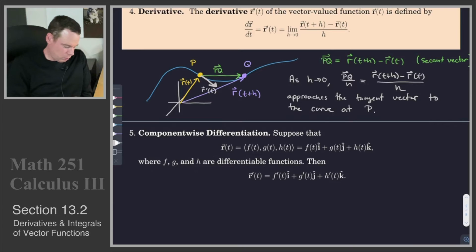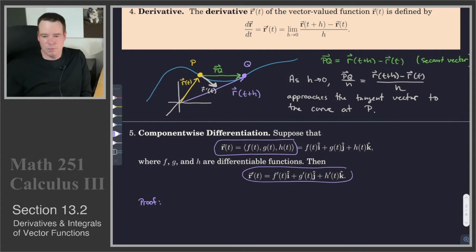Now how do we actually compute the derivative? Since limits are computed component-wise, differentiation can be done component-wise. So we'll sketch a little proof of this fact down below. If I have a vector-valued function made up of components f of t, g of t, and h of t, then the derivative of it is just obtained by computing the derivatives of the individual components. That's what we mean by component-wise differentiation. Why is this the case? This just follows from the definition of the derivative.